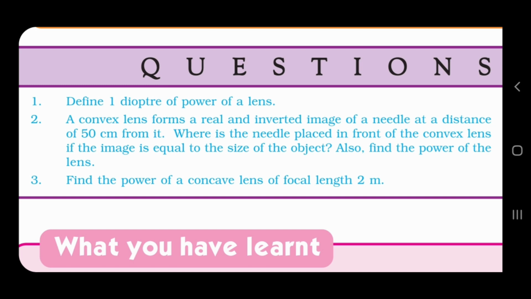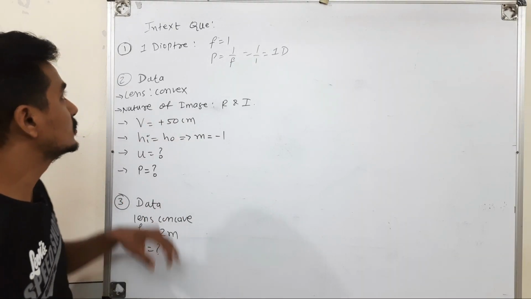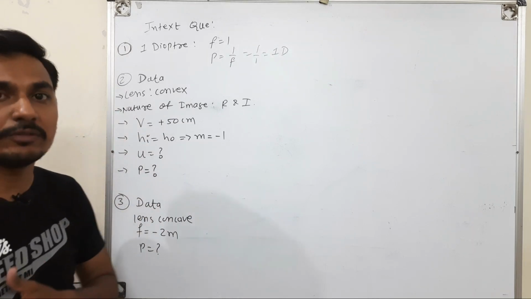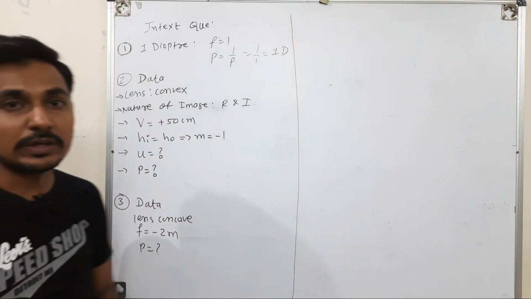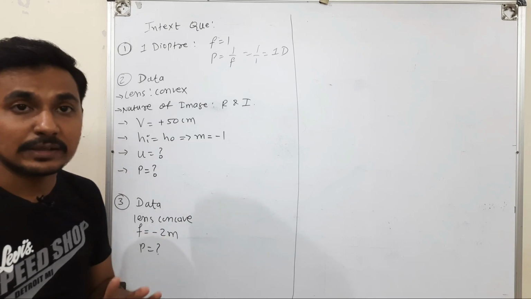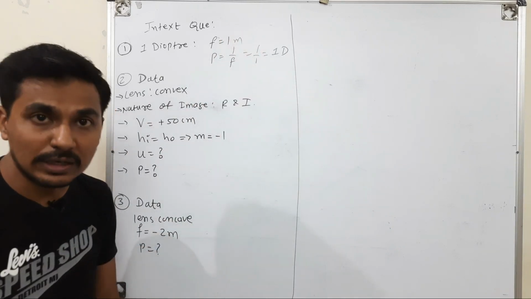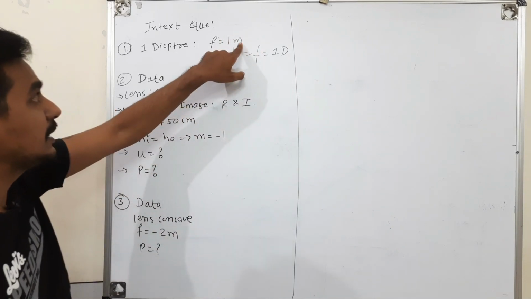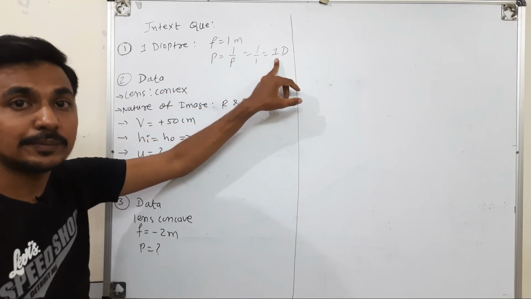And question number 3 is: find the power of a concave lens of focal length 2 meter. All questions are very simple from the in-text questions. So we will solve all three questions together, then we will look at the exercise questions. So in question number 1, it is given to define one diopter. So what is one diopter? When the focal length of a lens is 1 meter, then the power of the lens is said to be 1 diopter.